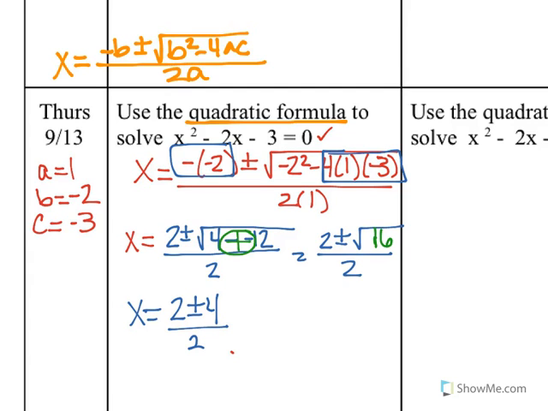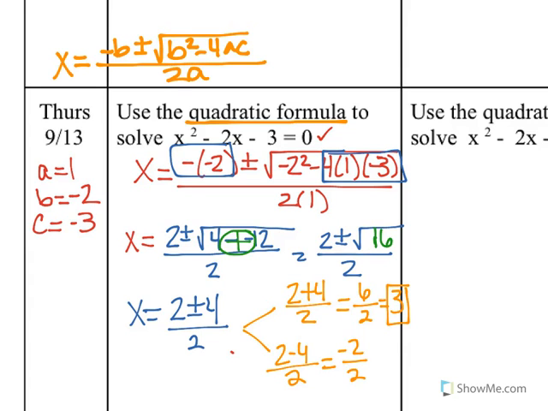Now we should know that quadratics can have 0, 1, or 2 x-intercepts or solutions. And so what we need to do with that plus minus sign is have one equation where it's 2 plus 4 divided by 2, and one equation where it's 2 minus 4 divided by 2. Always simplify the numerator and then divide. So 2 plus 4 is 6. Divided by 2 is 3. So one of our x-intercepts is at positive 3. The other one, 2 minus 4, is a negative 2. Divided by 2 is a negative 1. So our second x-intercept is at negative 1.